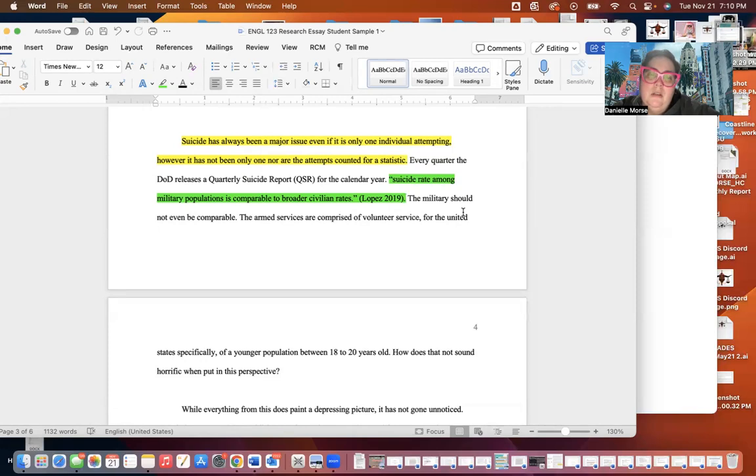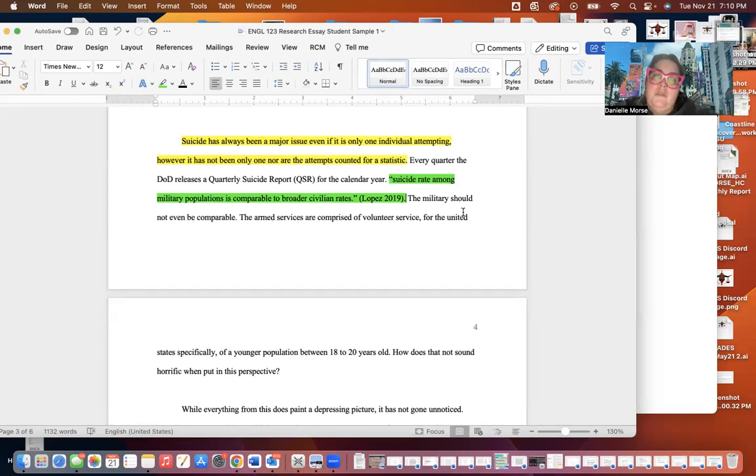So, okay. The DoD releases the QSR for the whole year, which is weird because they call it the quarterly suicide report. So I would imagine it would come out 4 times a year, but I don't know. And the quotation chosen is "suicide rate among military populations is comparable to broader civilian rates." This is the same issue. It doesn't mean anything.